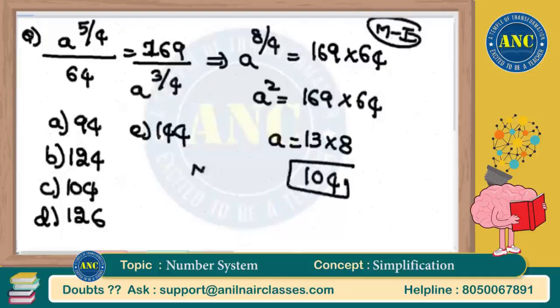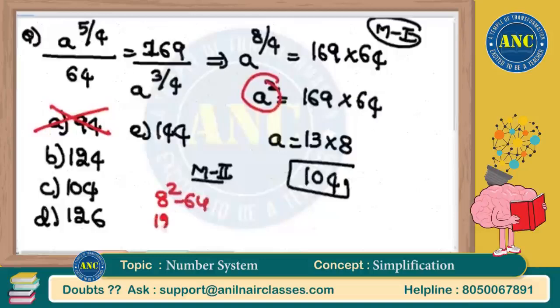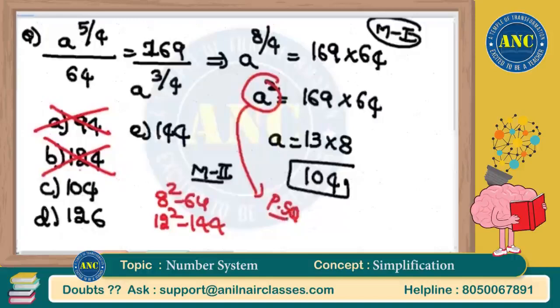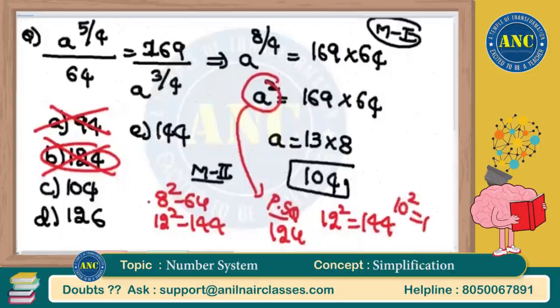If the numbers are high, you can eliminate a few answer options. Any perfect square ending with 4, the tens place should be an even number. 8 square is 64, 12 square is 144. Right, the first option is out. The second option is out. If I take 124, 124 is not a perfect square because 12 square is 144 and 10 square is 100. It does not lie between the numbers.